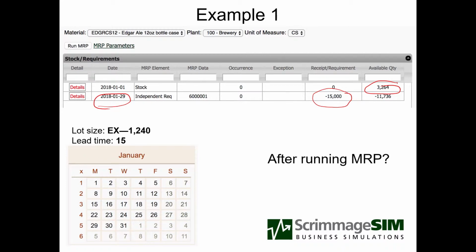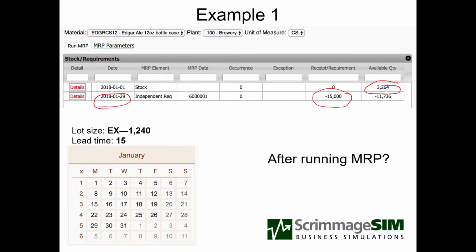After running MRP, what will result, in this case we're using a lot size of EX of 1240, meaning we're going to create a single order of whatever's required, but there's the rounding parameter of 1240, so we'll do it in multiples of 1240, which is one fermenter batch. We're using EX in this case to keep the example simple. If we were to do this example with FX, which would be used in practice, there'd be a lot of details and a lot of orders to follow through.